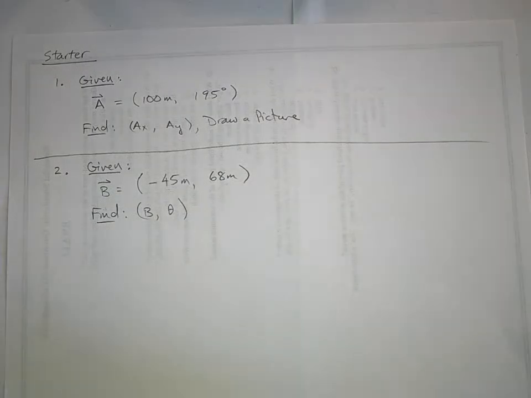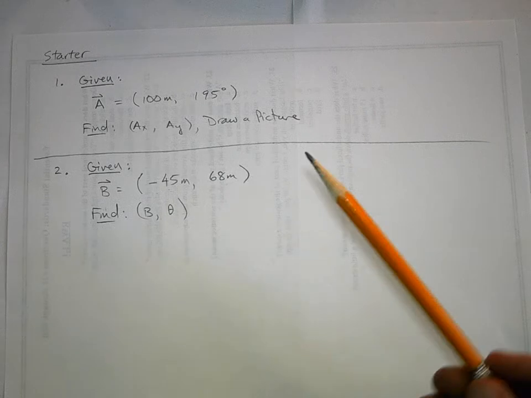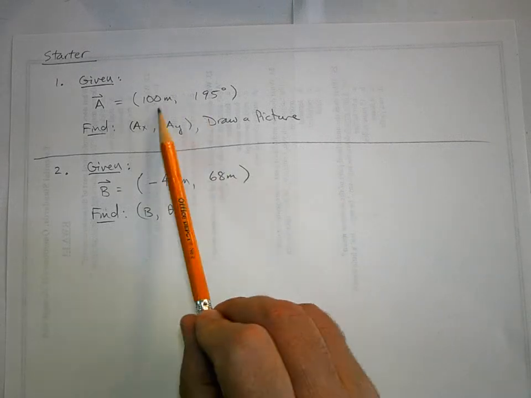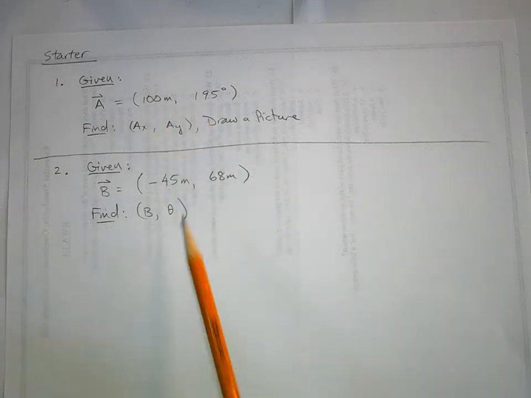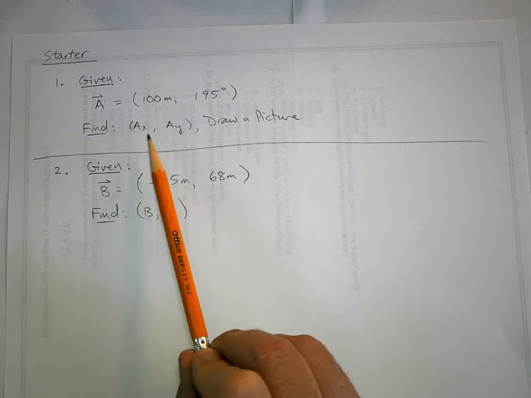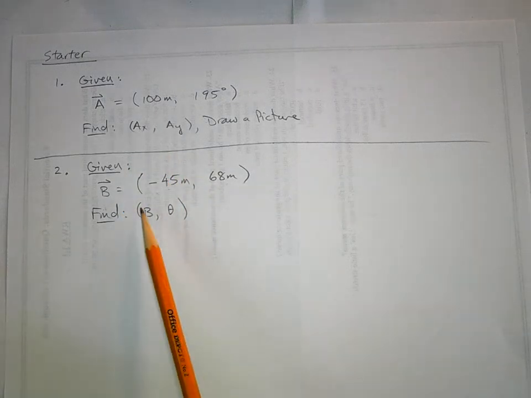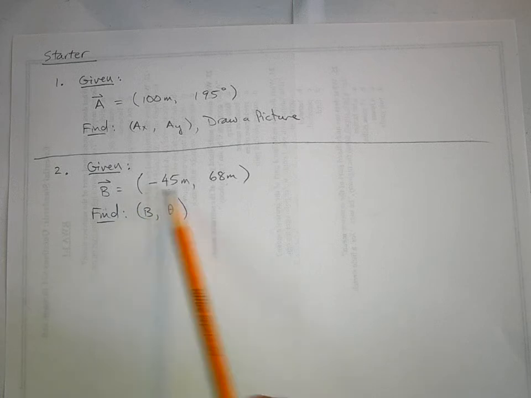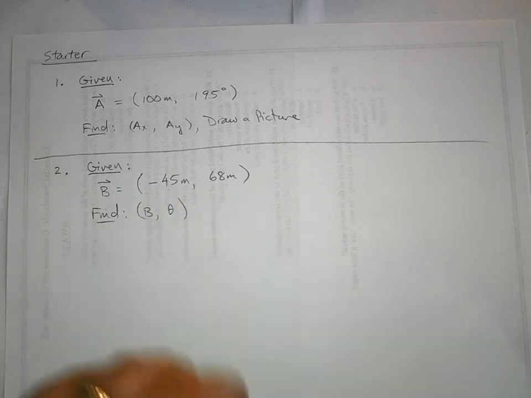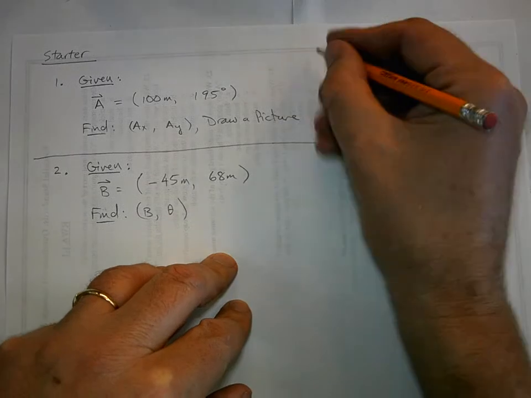And here's our starter for today, two short problems. These are just two problems where I give you a vector in polar coordinates, and I want you to find the rectangular coordinates. And here I give you a vector in rectangular coordinates, and let's find the vector in polar coordinates. So let's solve.